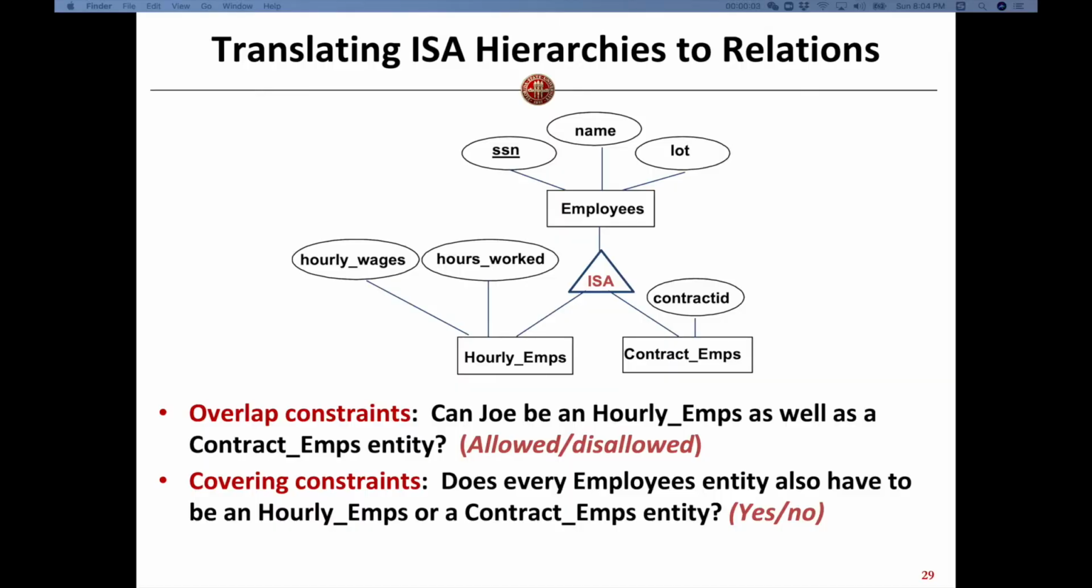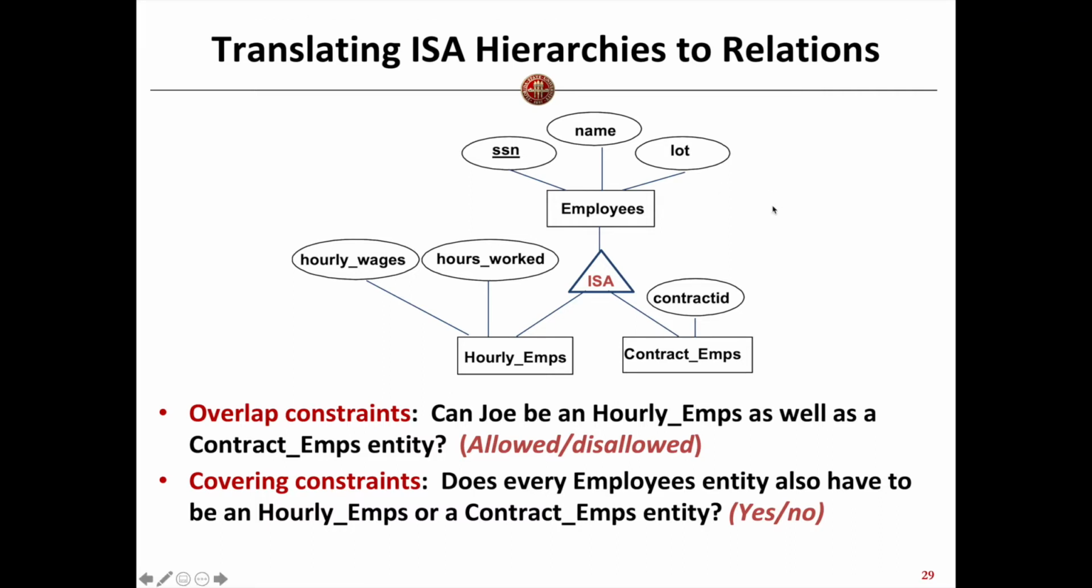Okay, let's talk about the translation of subclass from the ER diagram into relations. In this page, we show you with the example. We have an entity which is called employees. For the employee, it has three attributes: SSN, name, and lot. The key is SSN. And the employee entity can be divided into some subcategories.